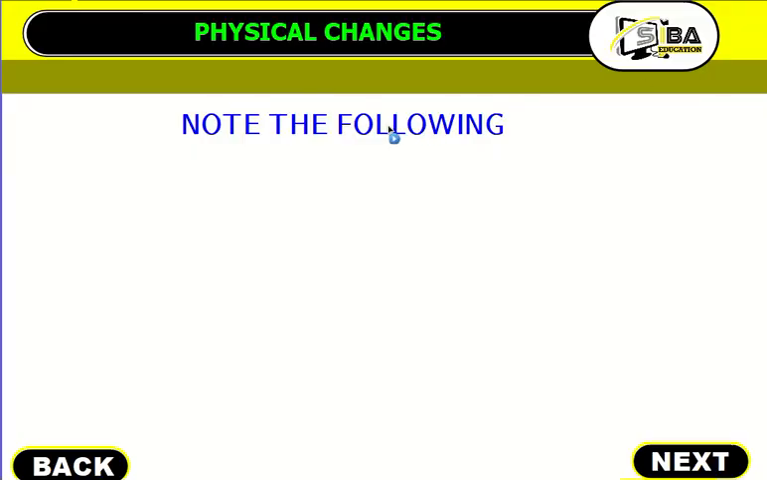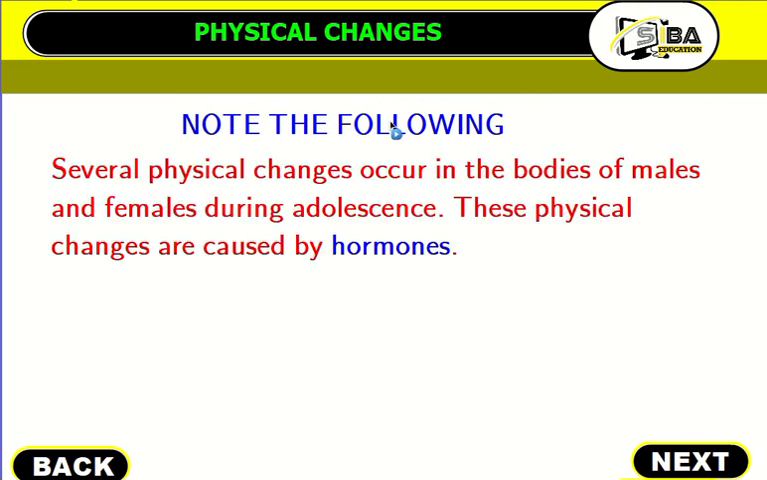Before that, let's take a look at the following. Several physical changes occur in the bodies of males and females during adolescence. And these physical changes, we said in the previous lesson, are caused by hormones. A hormone, we said, is a chemical substance that stimulates or begins development in individuals, and these changes that we are going to talk about are brought about by hormones.